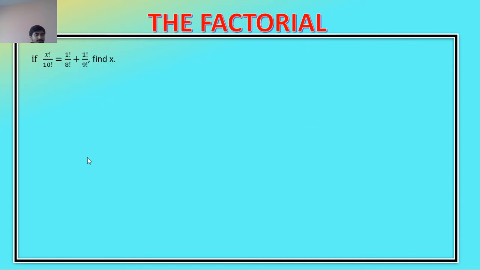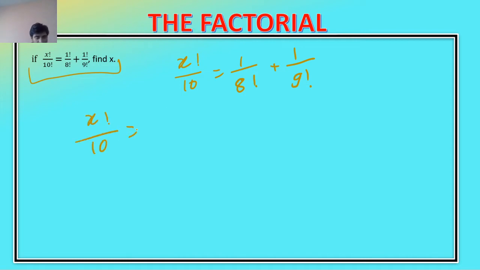Okay. So we will try to solve the next type of problem, that is this. In this particular question, what we have is x factorial by 10. So x factorial by 10 is equal to 1 by 8 factorial plus 1 by 9 factorial, right? Now in this question, we can write it like this: 1 by 8 factorial plus 1 by 9 factorial.